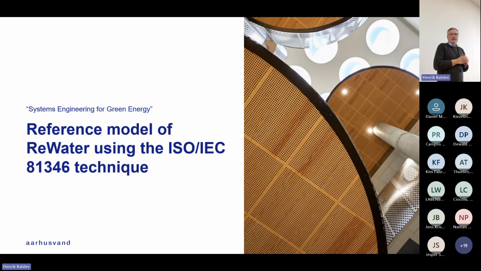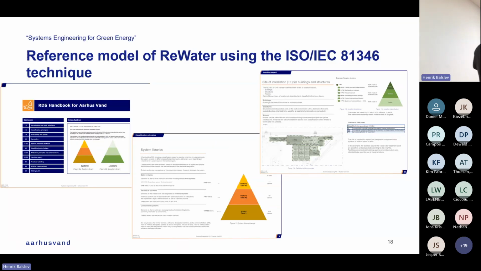Then I'll tell you a little about our use of the reference model in the project. First, we started creating a handbook, how to use RDS, how to use the standard in Aarhus Vand. And it's defining. We have all these tables in the standard with the different codes on the different levels: main systems, technical systems, component systems, and we have all these standard definitions of all these kinds of systems and whatever. And then we say, okay, but in Aarhus Vand, how do we understand it here in the house? So everybody uses the same codes for a pump or for a heat exchanger or whatever. So that was a work we did before we started.